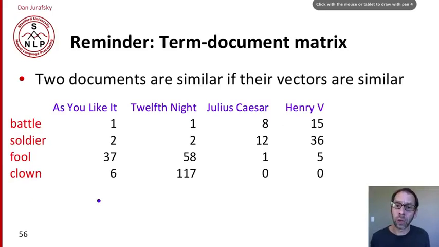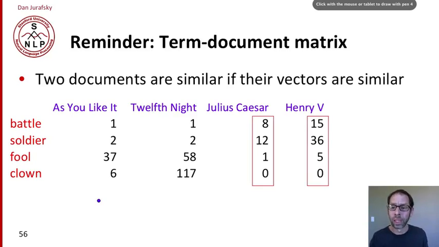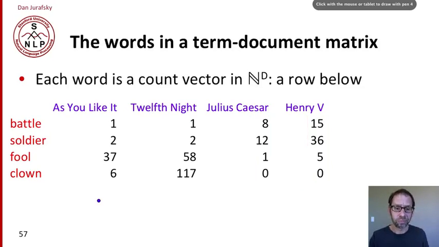So two documents are similar if their vectors were similar. So Julius Caesar, high counts for battle and soldier, low counts for fool and clown. Similarly, Henry V, high counts for battle and soldier, low counts for fool and clown. So we saw that Julius Caesar and Henry V, if they were a query and a document, or two documents, they were similar by this vector similarity method. And we're just going to use the same exact intuition for deciding if two words are similar.